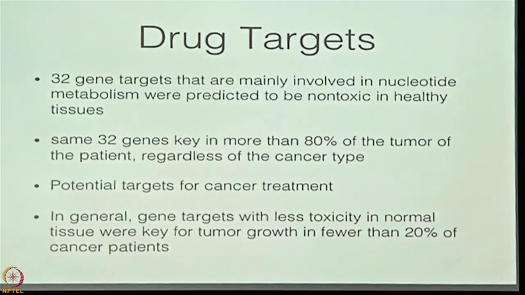Okay. Now, the last point: 32 gene targets that were mainly involved in nucleotide metabolism look like potential targets. They are expressed in more than 80% of the tumors of the patients, regardless of the cancer type. And they are potential targets because they will not affect the normal cells.